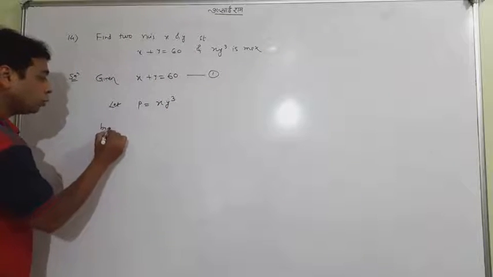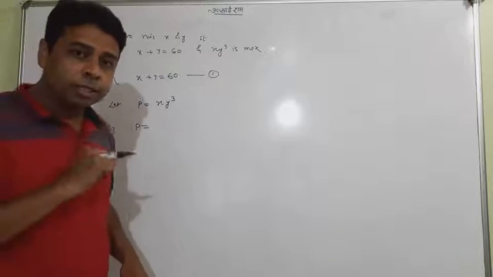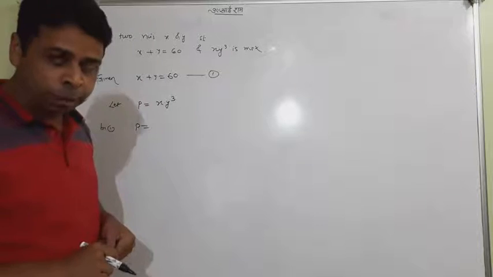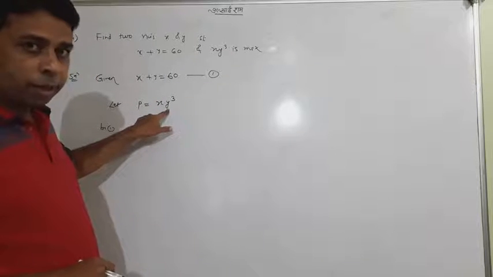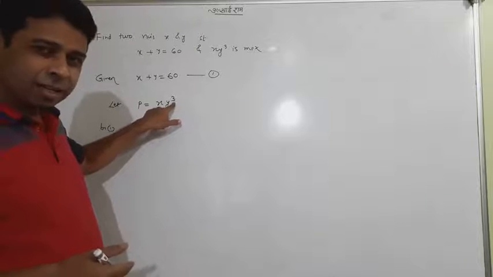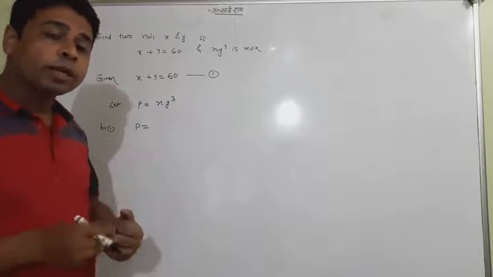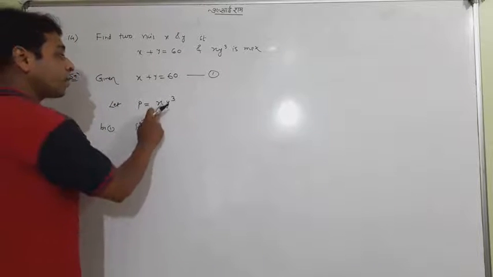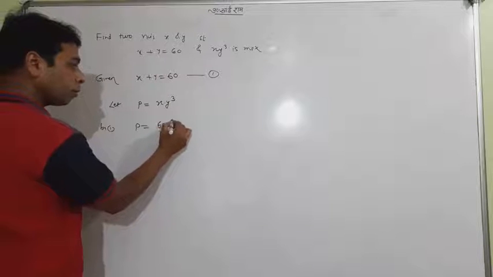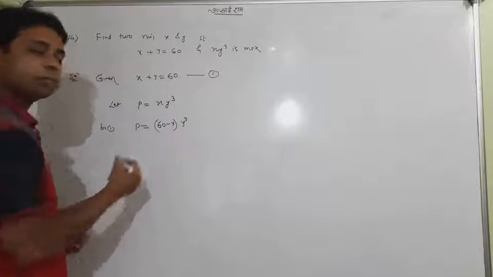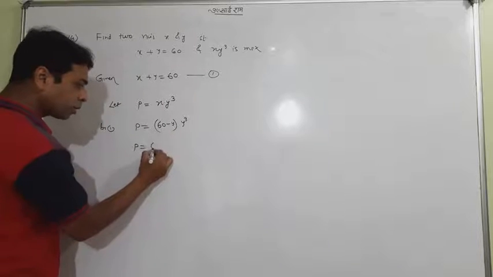So what to do, students? We will substitute one of the variables here, whichever is comfortable to replace. If you replace y, you will be in trouble because y cube is there: y will be 60 minus x, cubed, which is going to be tough. So I suggest you put the value of x, which is alone here: 60 minus y is comfortable. And y cube is here. Now the same method: I'll multiply out the bracket.